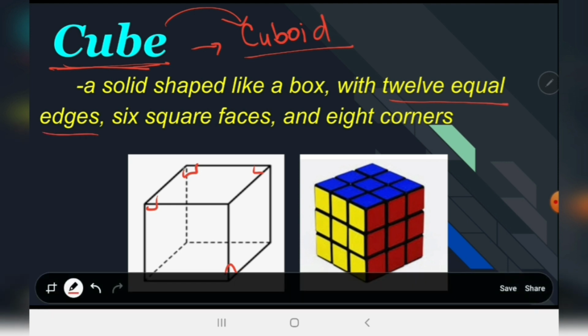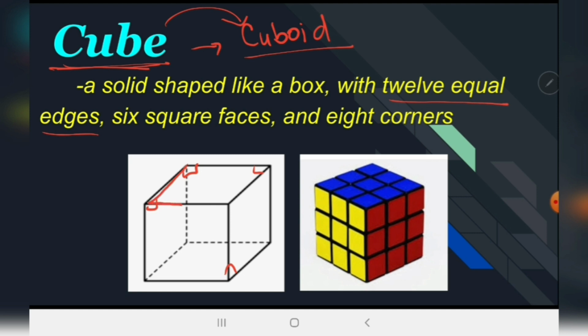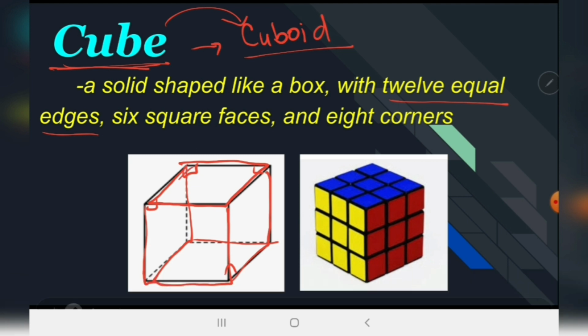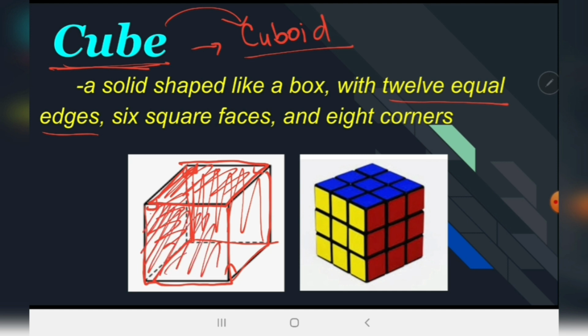What do we mean by edges? These are edges. 1, 2, 3, 4, 5, 6, 7, 8, 9, 10, 11, 12. They are edges. How about the 6 square faces? These are faces. 1, 2, 3, and then here 4, and then here 5, and then here 6. So there are 6 square faces.